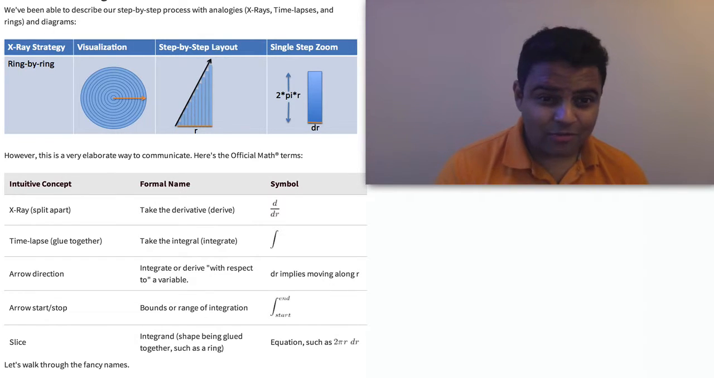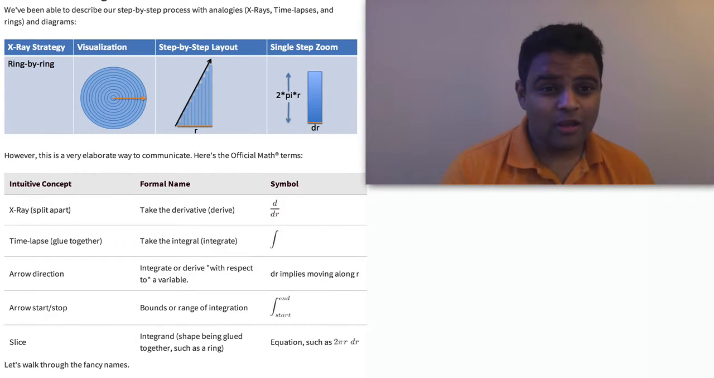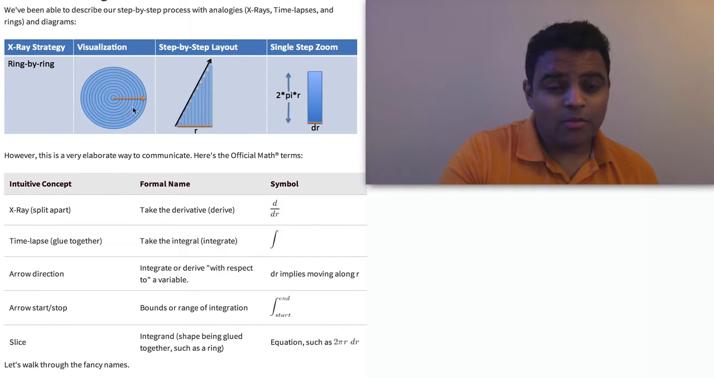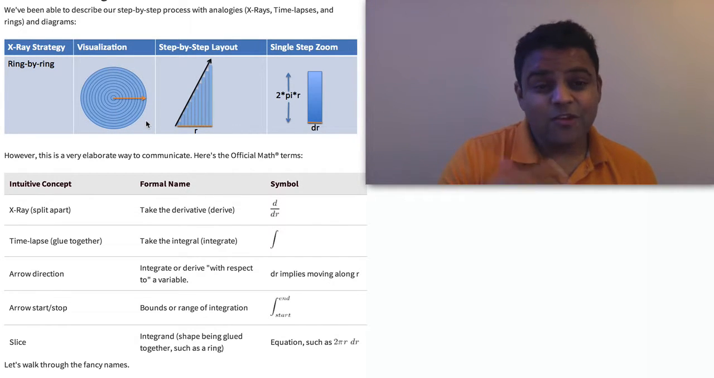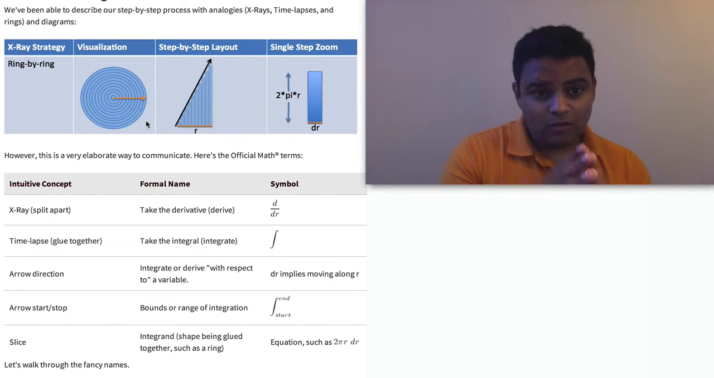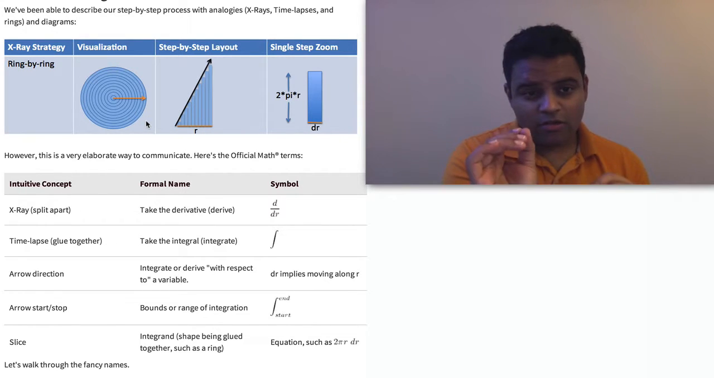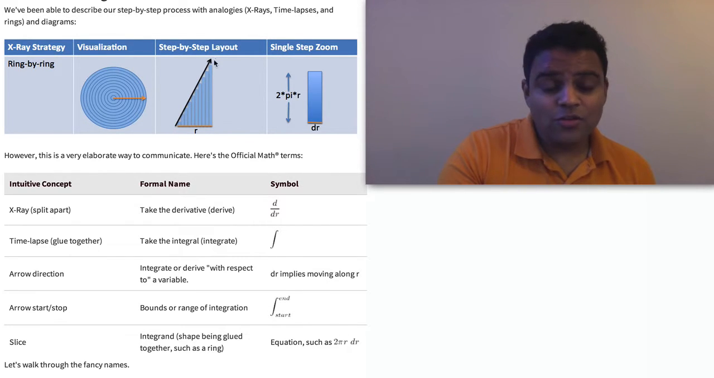The official math term for the X-ray is a derivative. So when you have a shape and you want to break it apart, it's called taking the derivative. You're basically taking the whole thing, going along a certain trajectory, and breaking it into slices. And that process is called taking the derivative, and the result is usually the shape that all the slices take.